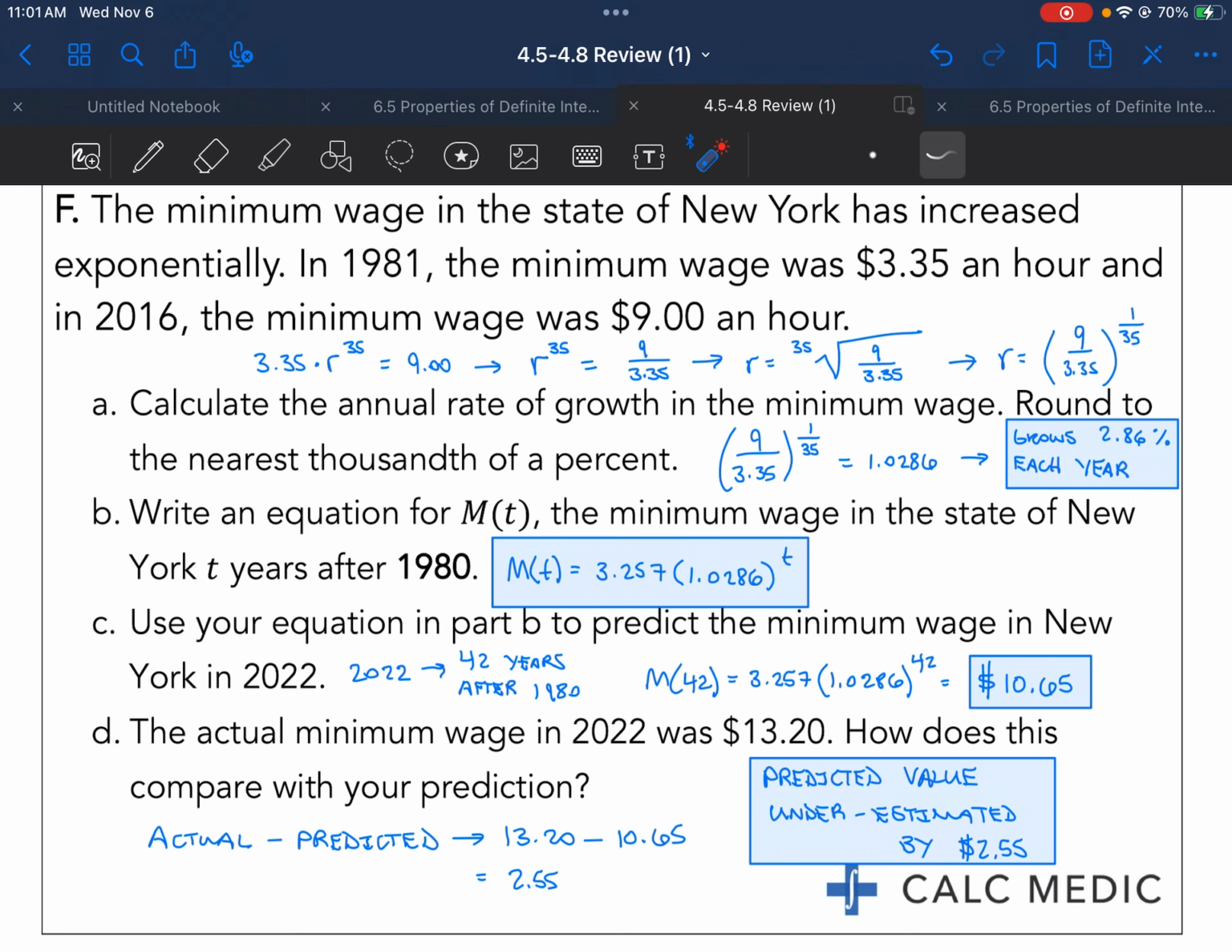And then part D, the actual minimum wage in 2022 was $13.20. How does this compare with your prediction? Well, just like residuals, residuals are the actual value minus the predicted value. So the actual value in 2022 was $13.20 minus the predicted value, which we got from the model in part C, 10.65.